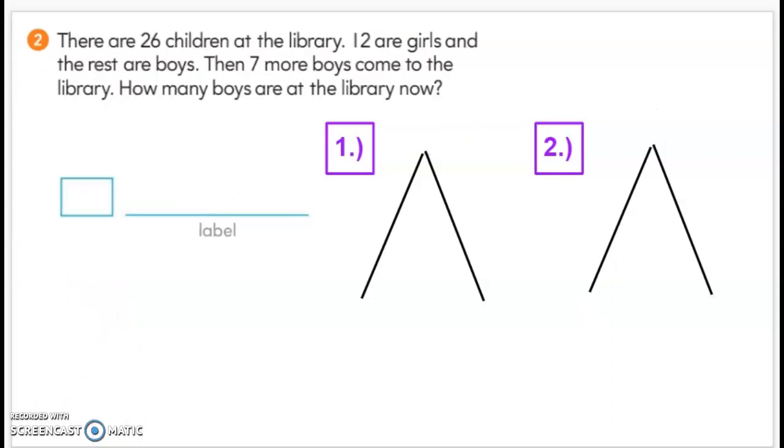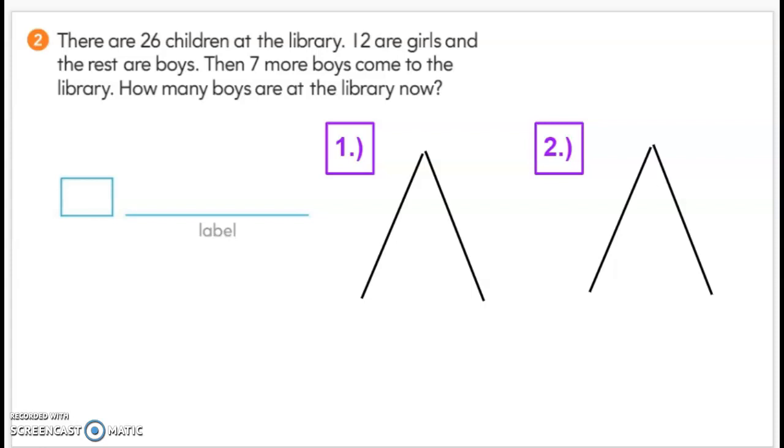All right, question number 2. I want you to again draw a math mountain with a number 1, and a math mountain with a number 2, because we have 2 steps that we need to do to solve what it's asking us. So let's read it first. There are 26 children at the library. 12 are girls and the rest are boys. Then 7 more boys come to the library. How many boys are at the library now?